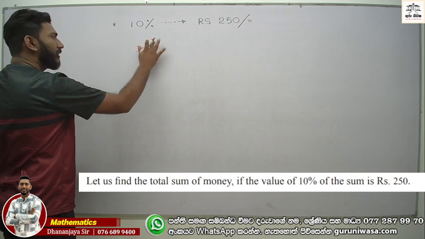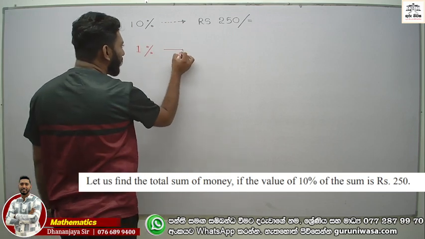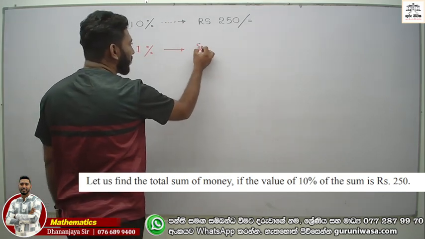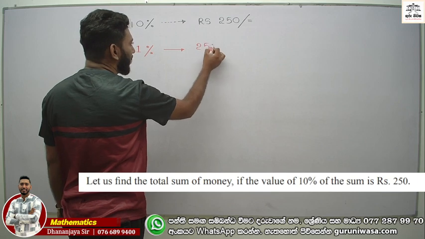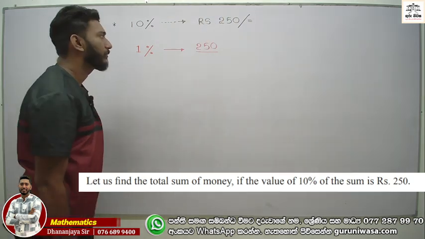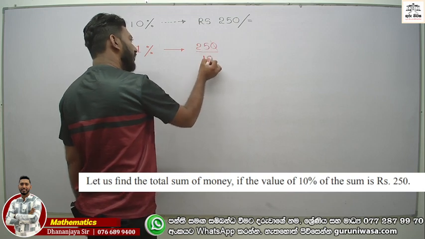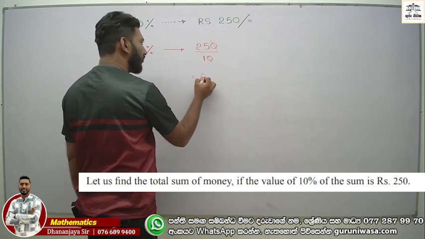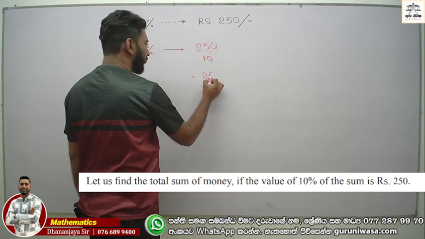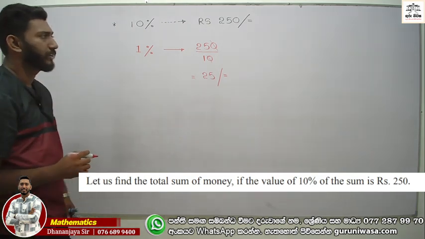10% is equal to 250. Then how to find the answer for 1%? You need to divide by 10. Now 0 and 0 eliminate, then the answer becomes 25 rupees. This is the answer for 1%.